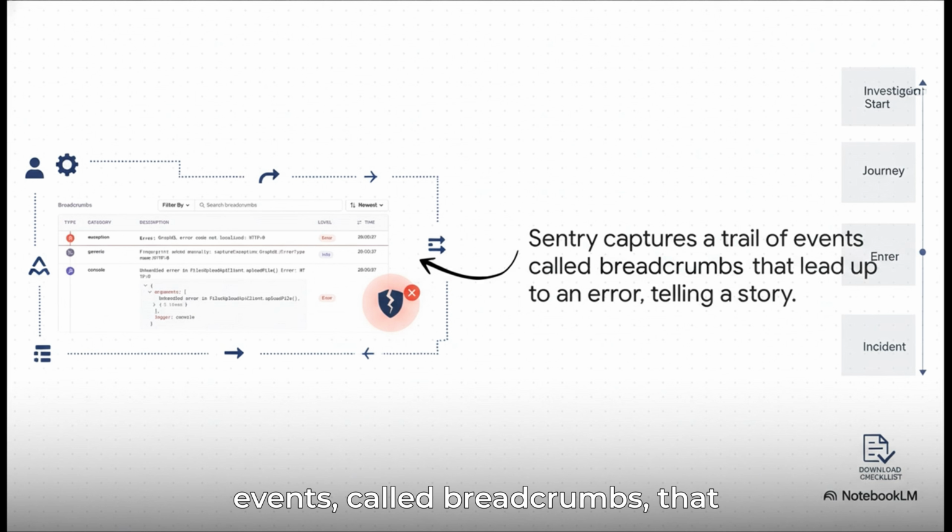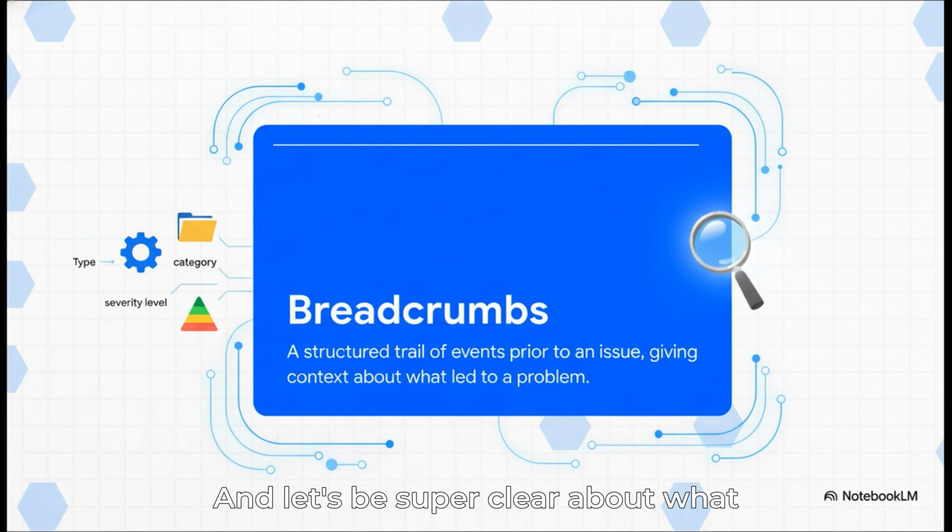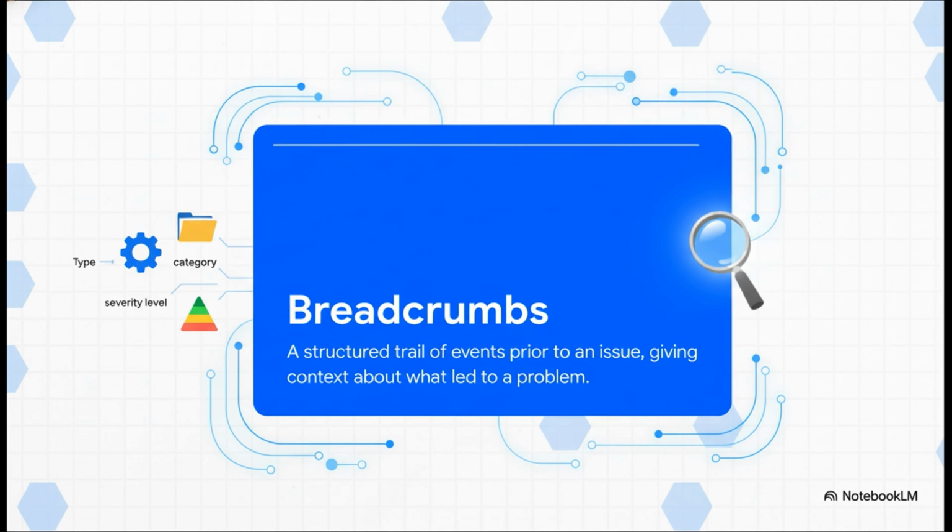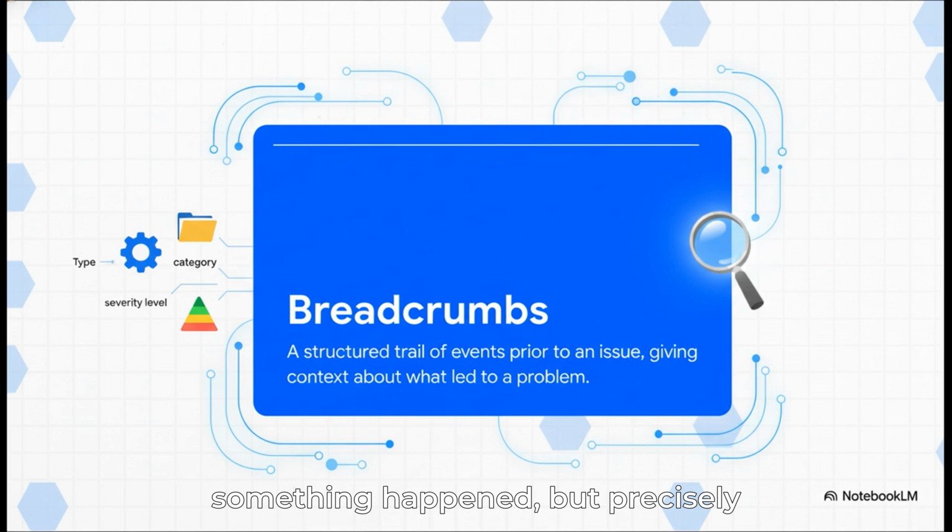It leaves this trail of events called breadcrumbs that show us the user's exact journey and the application state right before everything went sideways. Think of it like a forensic timeline leading right up to the crime scene. And let's be super clear about what breadcrumbs are, because this is important. Unlike raw text logs that are just a wall of text, breadcrumbs are structured data. They have types, categories, and severity levels. And that structure is what makes them so incredibly powerful. We can see not just that something happened, but precisely what happened, step by step.